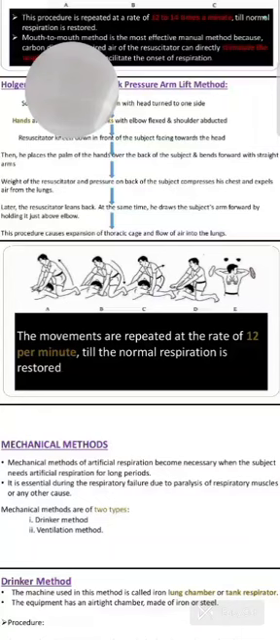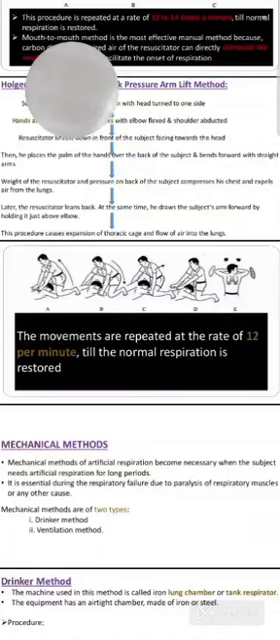Later, the resuscitator leans back. At the same time, he draws the subject's arm forward by holding it just above the elbow. So this procedure automatically causes expansion of the thoracic cage, thereby giving space for the lungs to expand. This expansion of the thoracic cage may cause entry of air from the atmosphere into the victim's lungs. So that is explained in this picture.